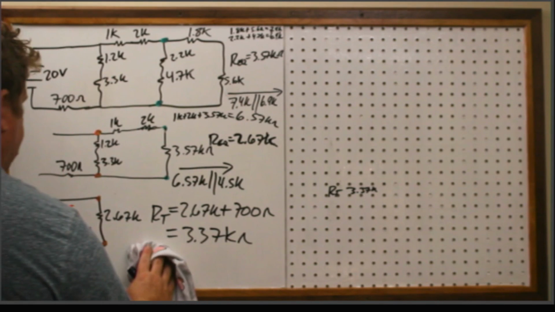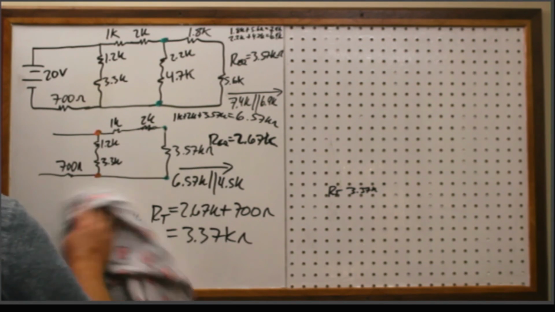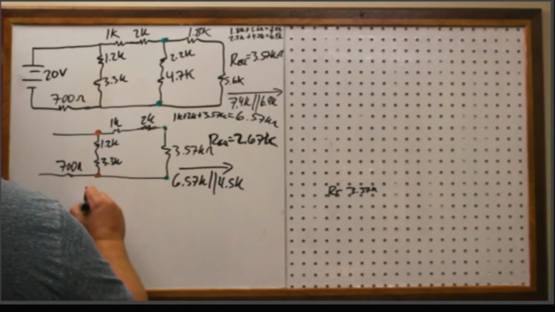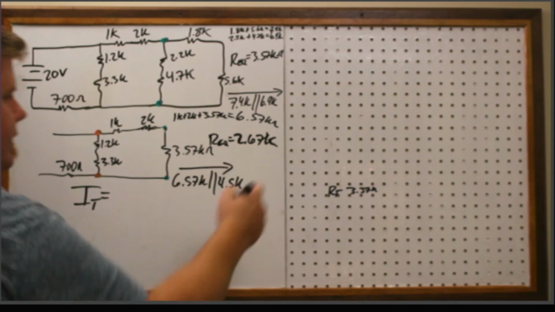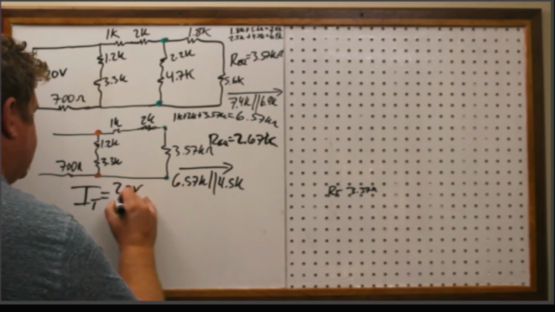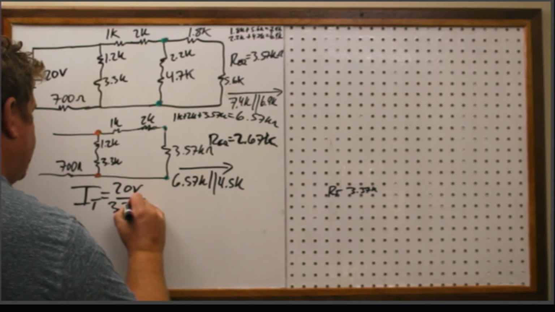All right, I'm going to get rid of this part down here. And I'm going to calculate the total current, because now I know the total resistance. And so now in this problem I have 20 volts divided by 3.37K.